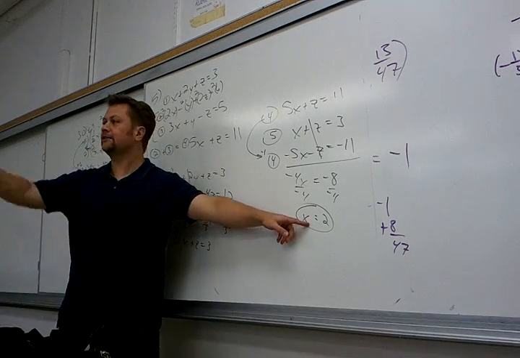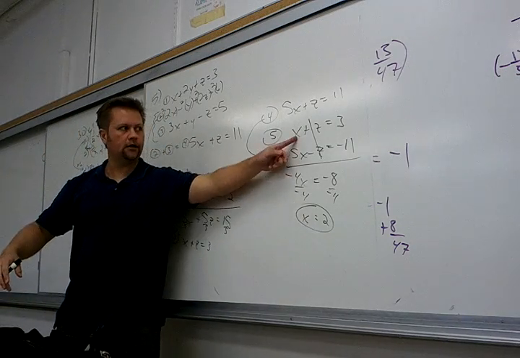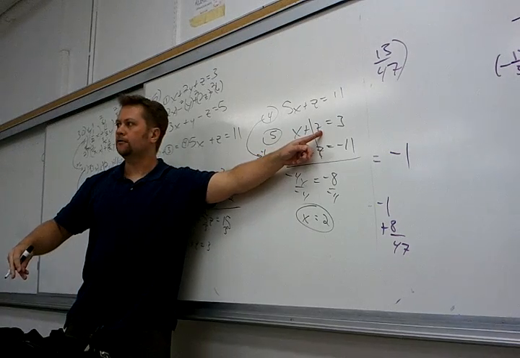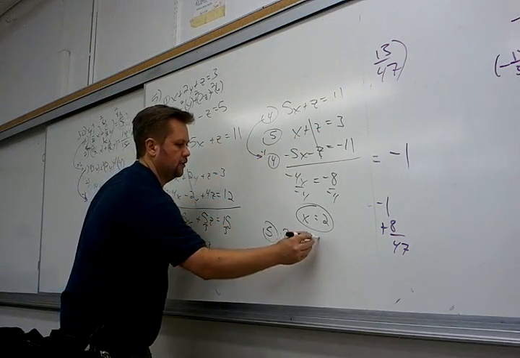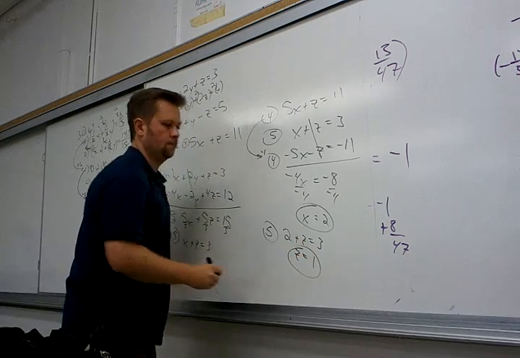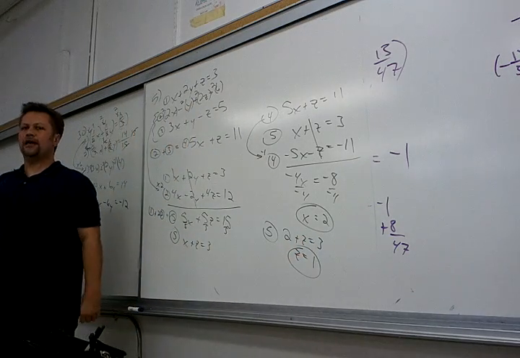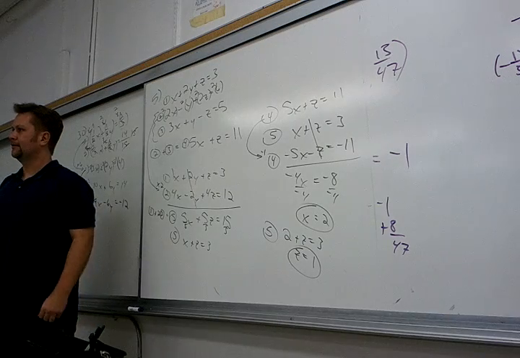Then you plug that in, now it's like dominoes. Plug that into here to get z, right? And what do you get for z then? If I plug in the 2, 5 times 2 plus z equals 3, z is 1. Now how do I get y?